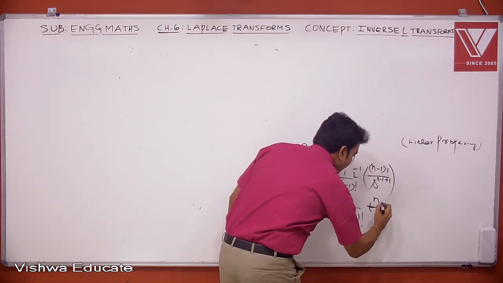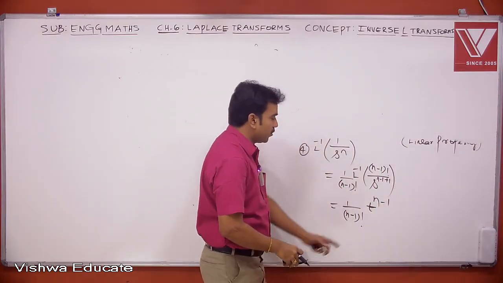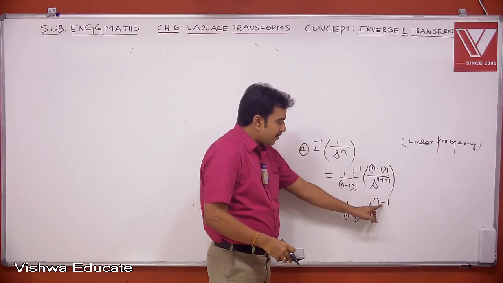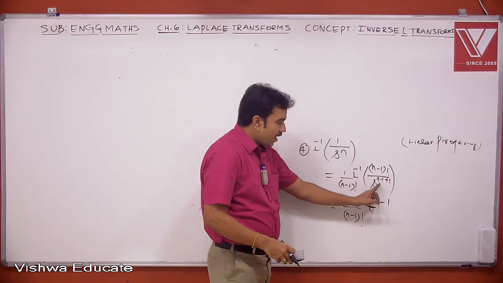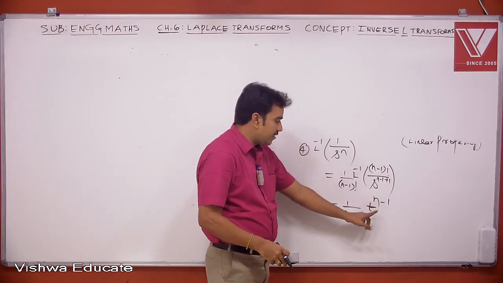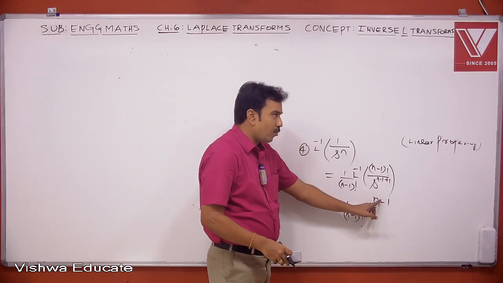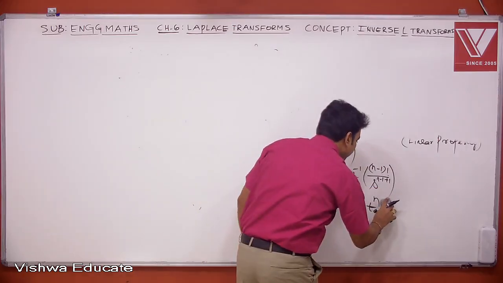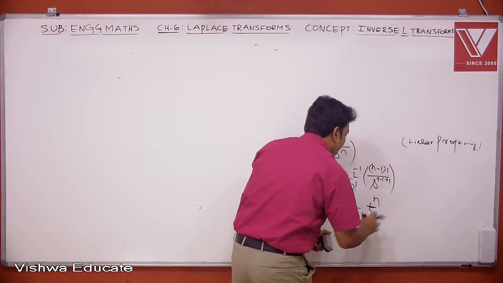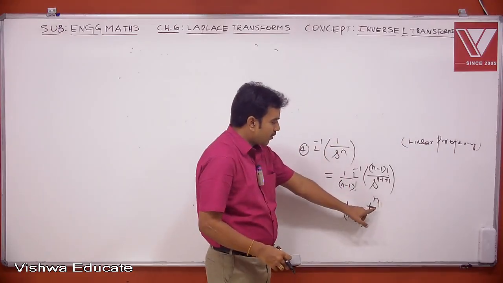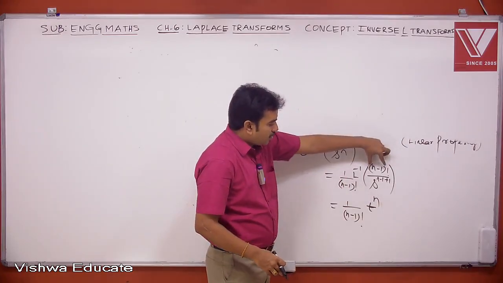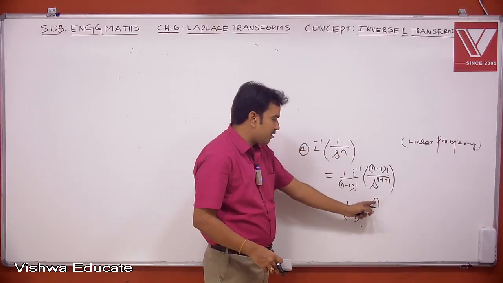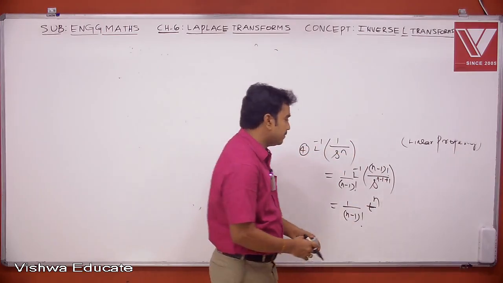This is actually t power n minus 1, because Laplace of t power n minus 1 is this, t power n plus 1. So you will get this as t power n plus 1. Yes, this is n only. T power n only, because Laplace of t power n is n factorial by s power n plus 1. So this is exactly t power n.